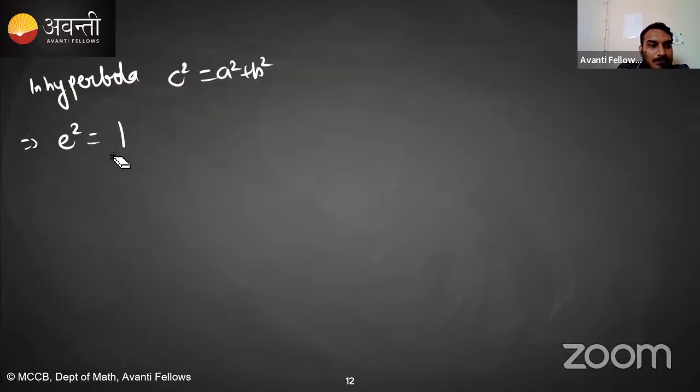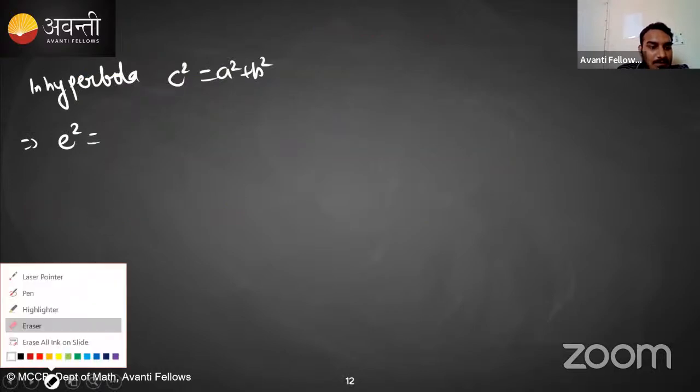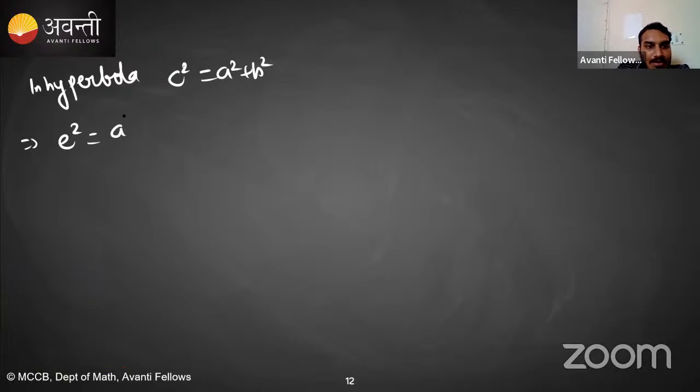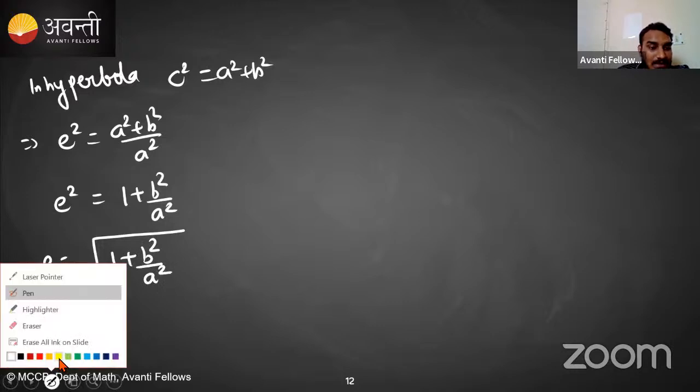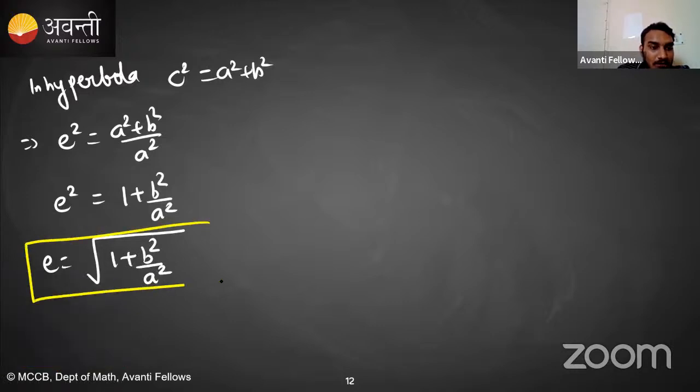Eccentricity का square is c square upon a square, means a square plus b square upon a square. So it means eccentricity का square is nothing but 1 plus b square upon a square. So eccentricity कितना आ गया? Under root of 1 plus b square upon a square. ये याद रहेगा? This is the formula of eccentricity.